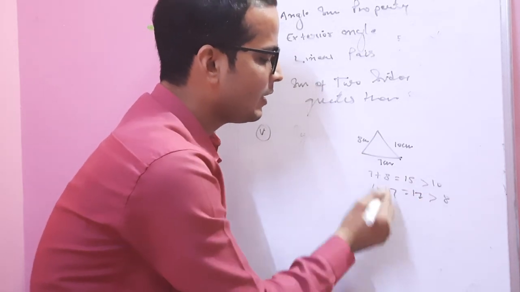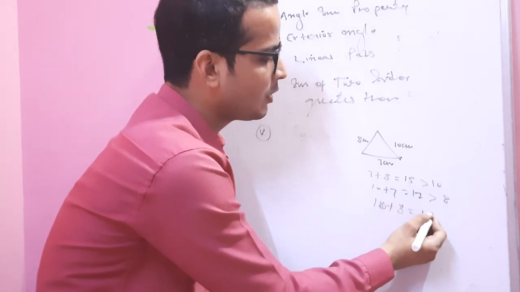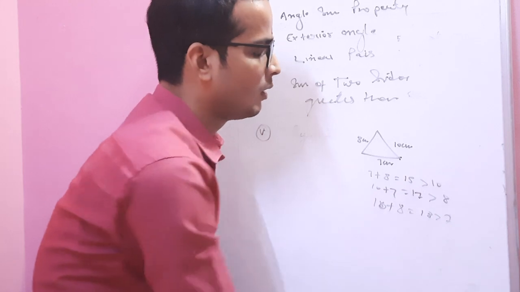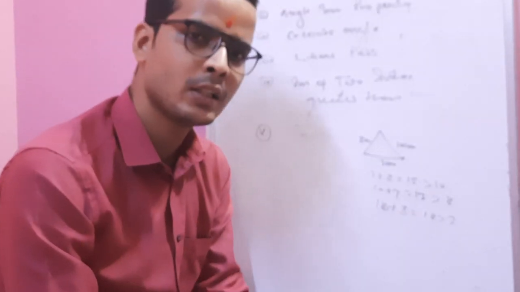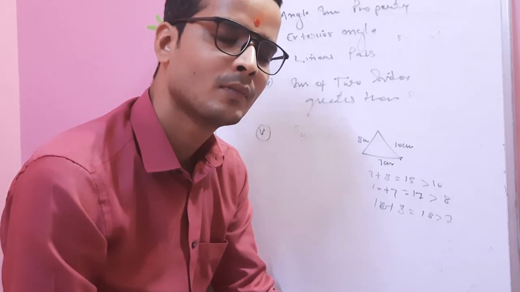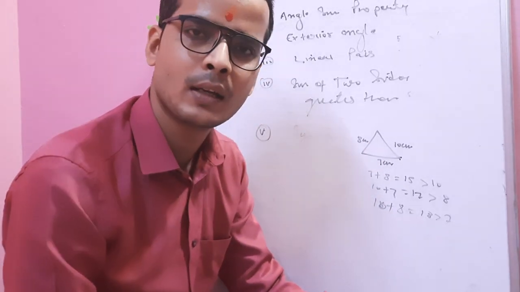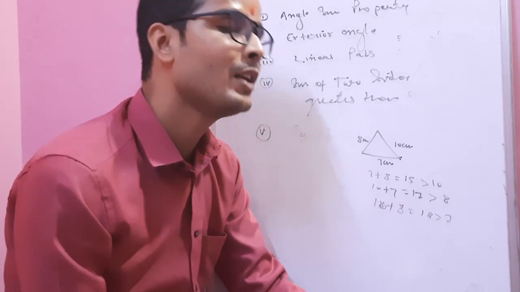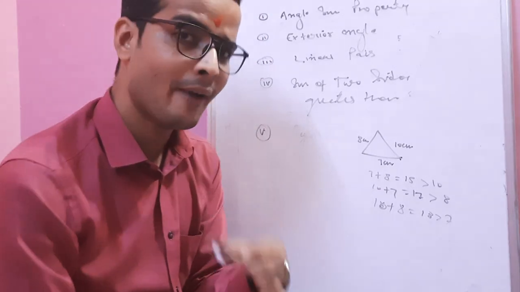Now 10 plus 8 is equal to 18. Compare with the third side, which is 7; 18 is greater than 7. So in each of the three cases, when you add two sides and compare with the third side, it's always greater than the third side. So this is a kind of property. With the help of this property, we can do similar questions. Clear?